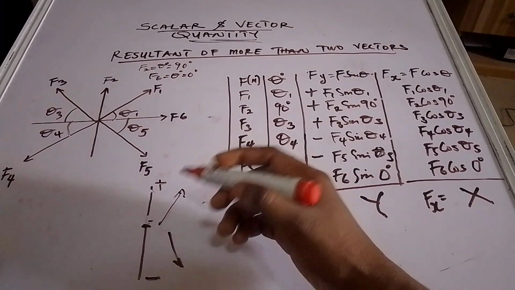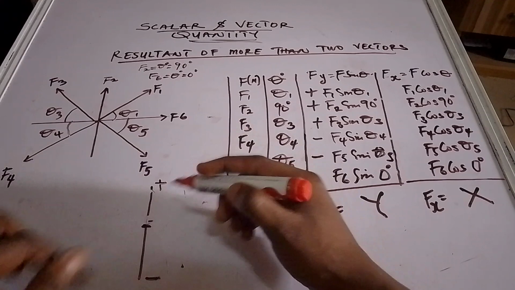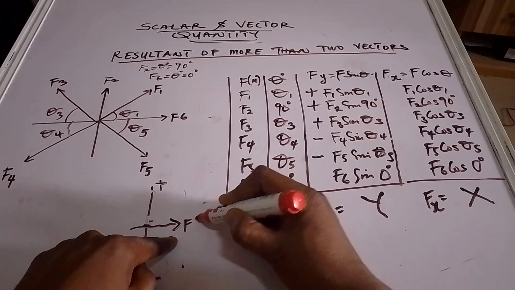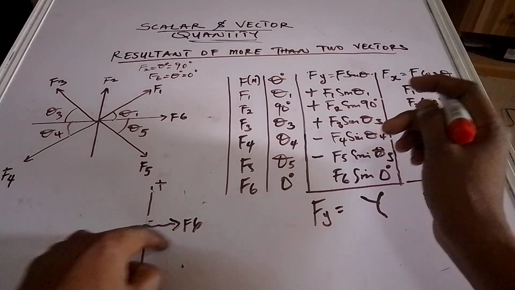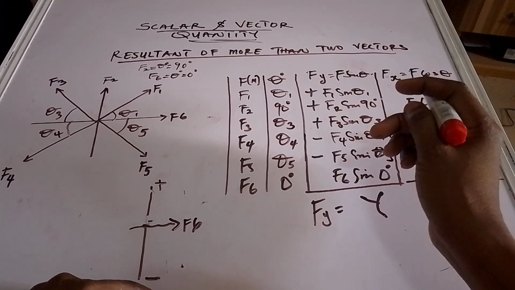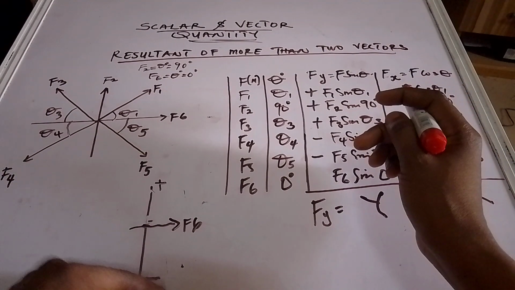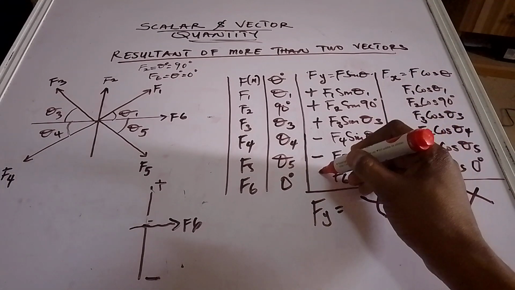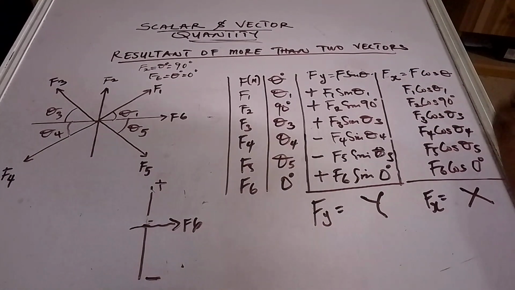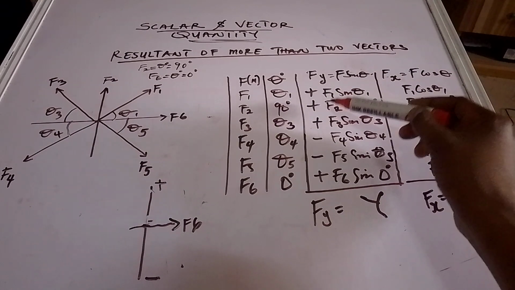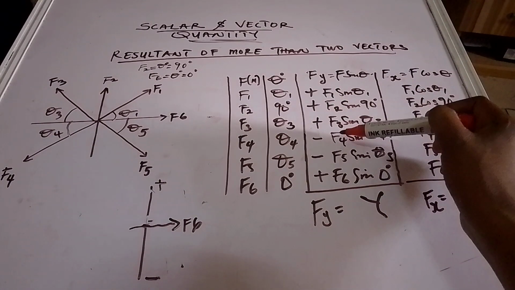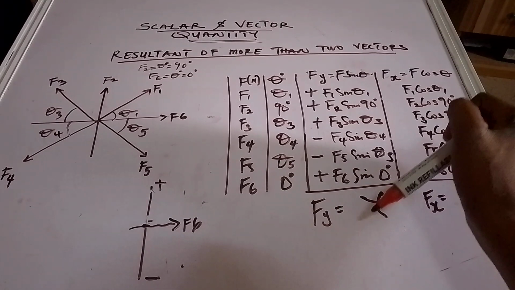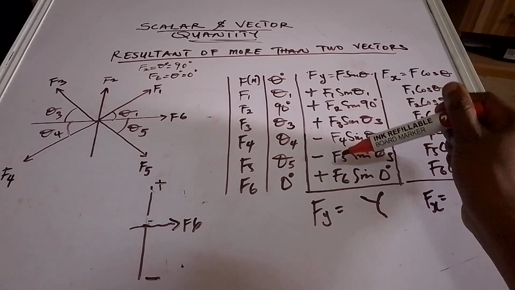But let's look at F6. F6 is in between. F6 is pointing like this. F6 is neither pointing up nor pointing down. So it's neither positive nor negative. So it's 0. Because it's 0, you cannot say 0 is negative, so we take it as positive. Which means the positive of this, positive of this, positive of this, negative of this, negative of this, and positive of this is going to give us the resultant value for the vertical component.